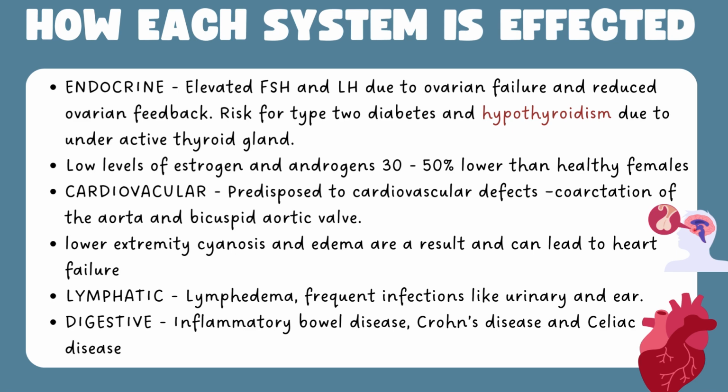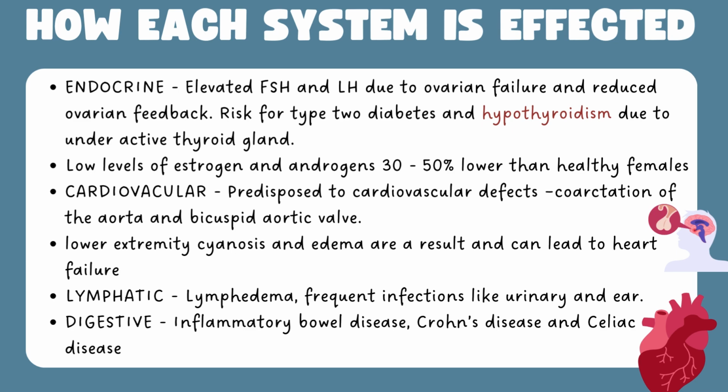The cardiovascular system is predisposed to cardiovascular defects, like coarctation of the aorta and bicuspid aortic valve. This may cause lower extremity cyanosis and edema as a result and can lead to heart failure. In the lymphatic system, lymphedema and frequent infections like urinary and ear infections. You also may see the cystic hygroma as a result of the lymphatic system building up with fluid around the neck. This is also seen in the arms and legs, especially in infants.